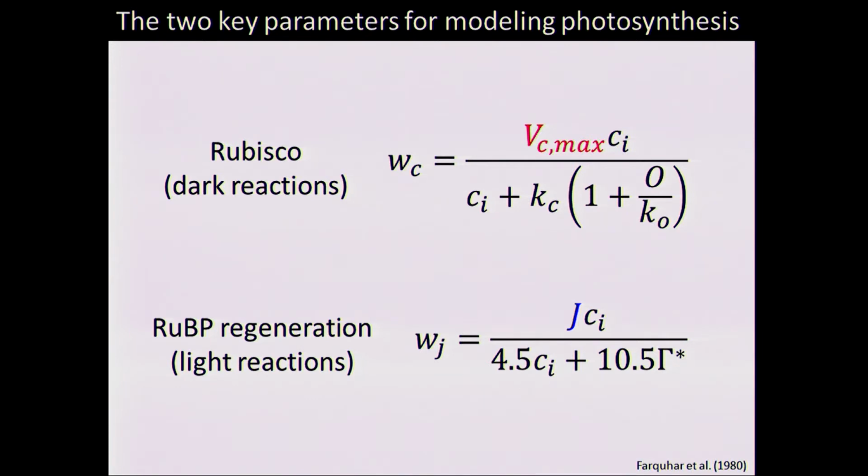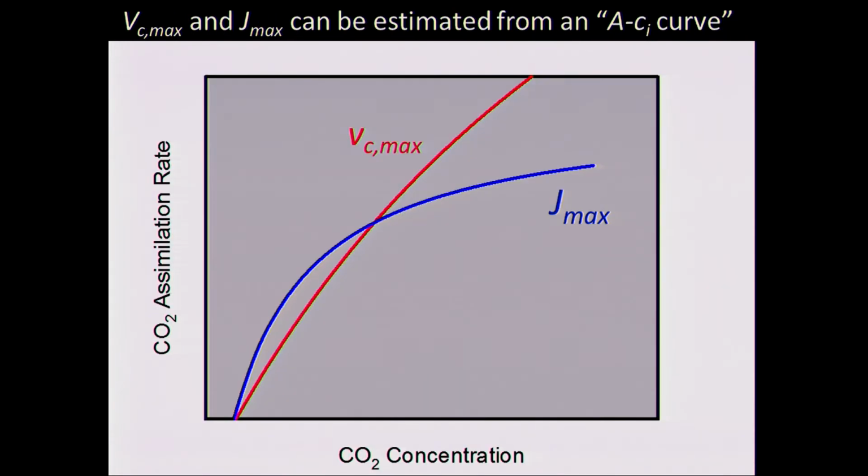And the biochemists might notice the Michaelis-Menten equation here, but basically the main driver of this rate is this term Vcmax, which is the maximum carboxylation rate of the enzyme Rubisco. And then the main driver of the light reactions is this term J, which is the electron transport rate. And you can measure these parameters in what's known as an A-Ci curve.